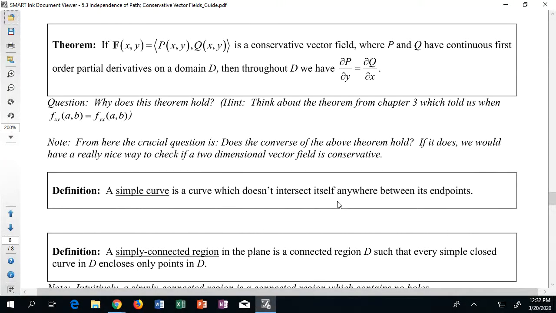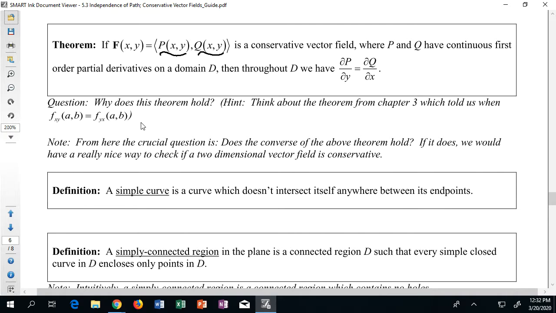If F of x, y is some conservative vector field, so if I start with a conservative vector field where P and Q have continuous first order partials, then throughout D, we automatically should be able to determine that the partial derivative of the first formula with respect to y should be equal to the partial derivative of the second formula with respect to x. Again, these are a lot of statements and they can be very confusing to take a look at.